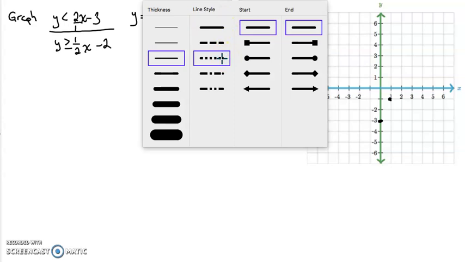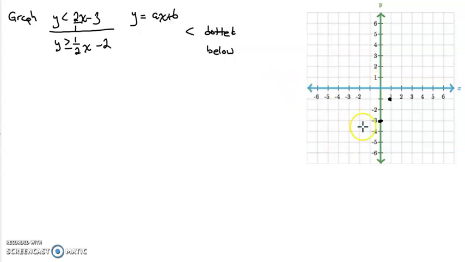Let's make it a dotted line because that's what we want. I think that'll be good. And now we can graph our dotted line. Okay. So it's kind of going through those 2 points. Not super accurate, but you get the idea that it's going through this point, and it's dotted.